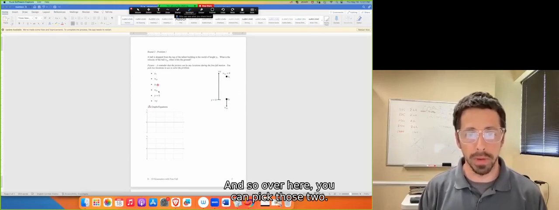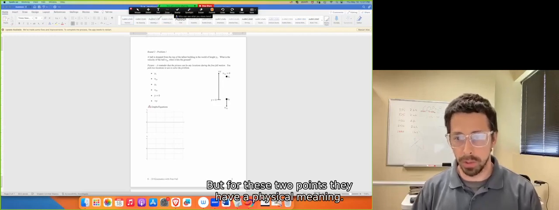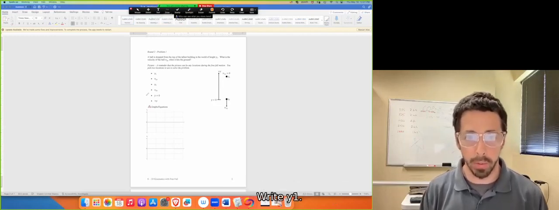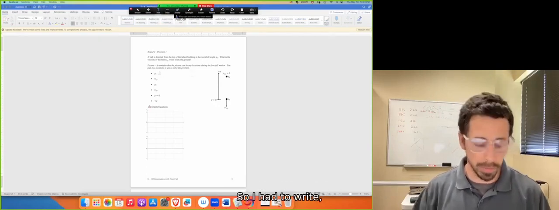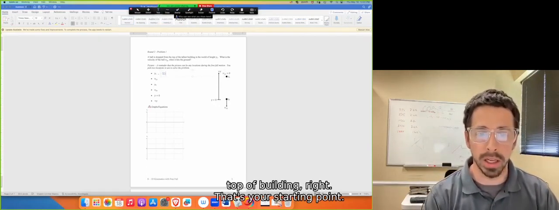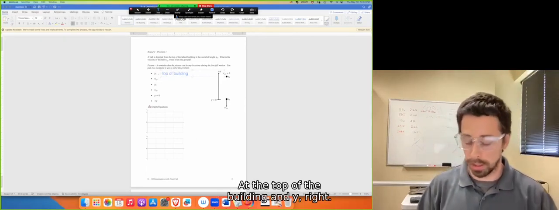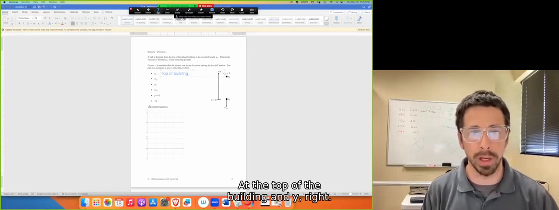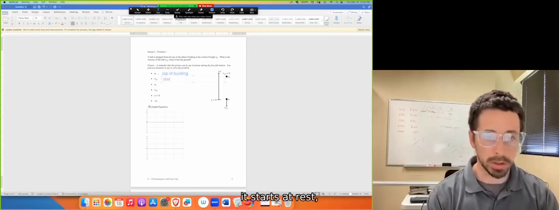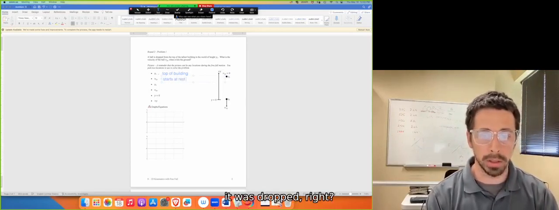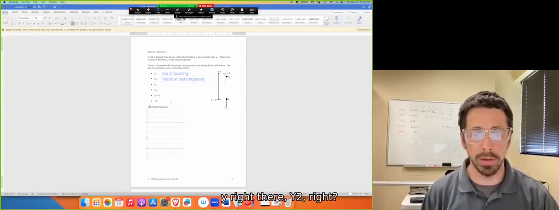And so over here, you can pick those two. You can always choose any 2 points, but for these 2 points, they have a physical meaning. y1 is the top of the building. That's your starting point. You're at the top of the building. v1y, it starts at rest. It was dropped, so that's why we have v1y right there.